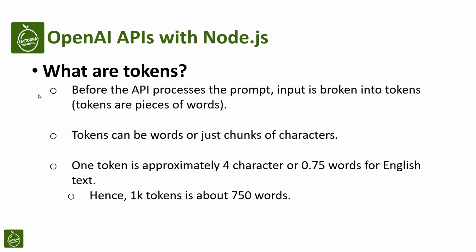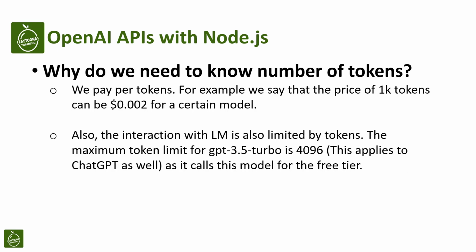Before the API processes the prompt, input is broken into tokens. Tokens are pieces of words. So tokens can be complete words or just chunks of characters. One token is approximately 4 characters or 0.75 words for English text, which means that 1K tokens is about 750 words.